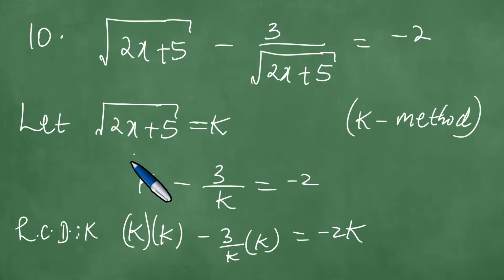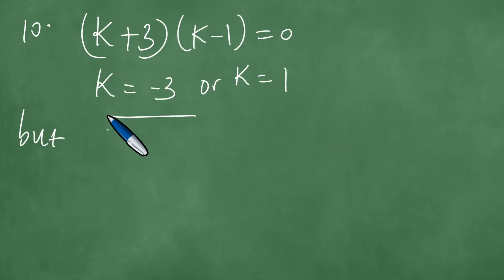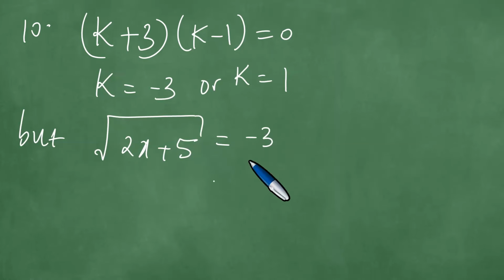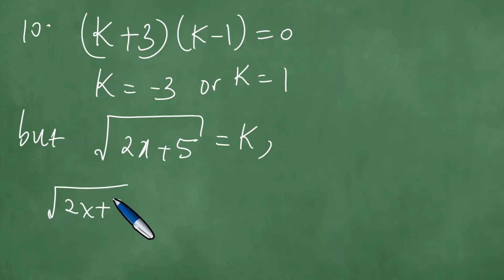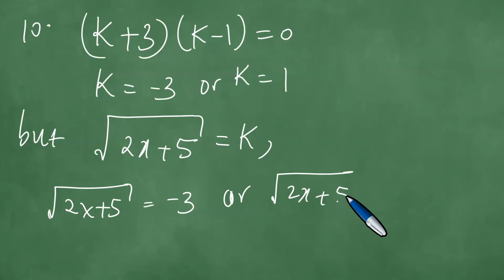You need to remember that the square root of 2x plus 5 equals k. So we're going to put here the square root of 2x plus 5 equals minus 3. Okay, first things first, the square root is equal to k. So now we're going to have the square root of 2x plus 5 equals minus 3 because k is exactly that, or we have the square root of 2x plus 5 equals 1.